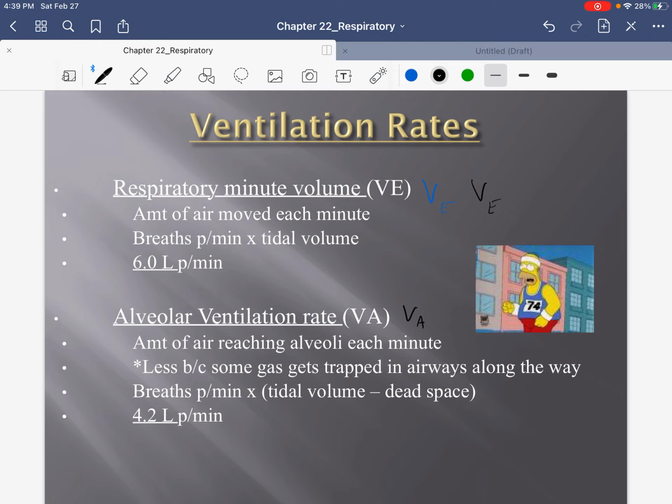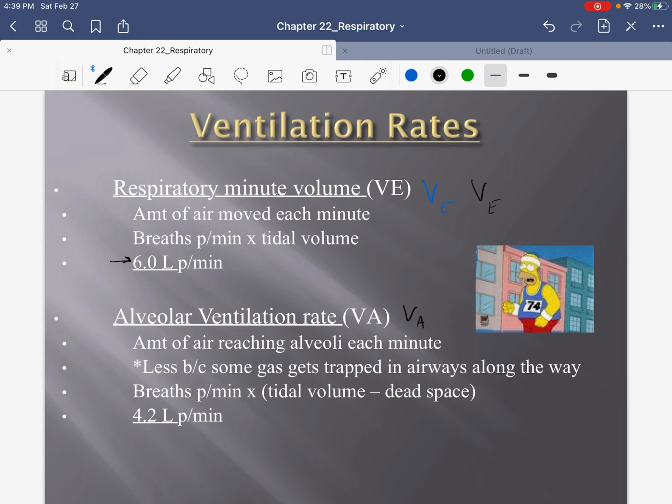The amount of air moved in and out each minute. The amount that we ventilate each minute. I think that's pretty simple. The amount of air that we breathe in and out per minute. Here's a number for an average adult, but you don't need to know that number. So we can quantify the volume of air that we breathe in and out per minute. That's respiratory minute volume, or V sub E.